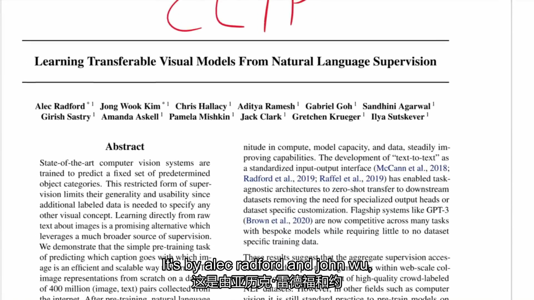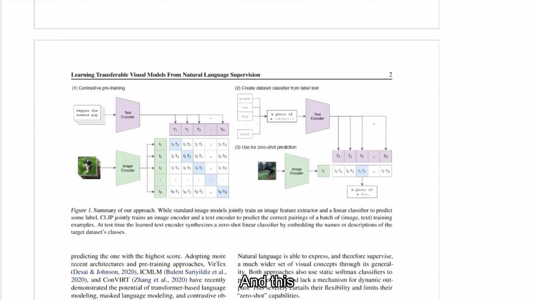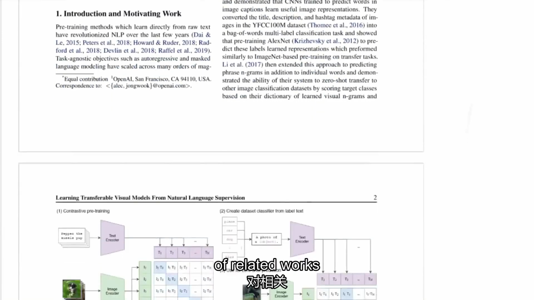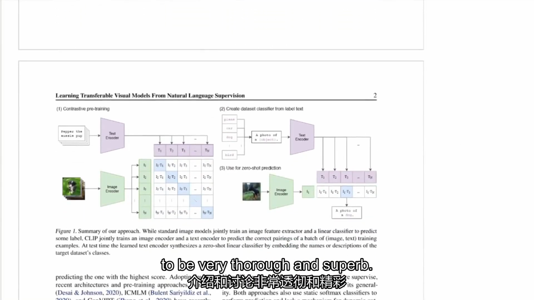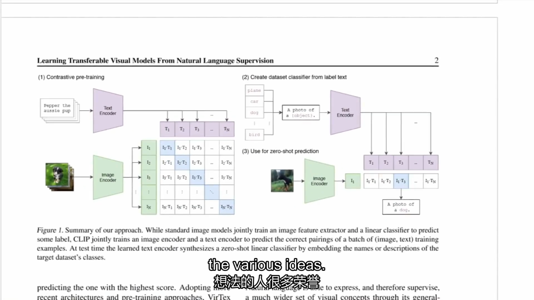It's by Alec Radford and Jong Wook Kim and others, as I said, of OpenAI. So the idea here is to connect text and images, and this has been done in a number of ways previously. Even in this way, it has been done in one fashion or another. I find the introduction and discussion of related works in this paper to be very thorough and superb, so they do assign a lot of credit to people who have had the various ideas. So the goal here is that we want to get a model that can represent images and text really well.